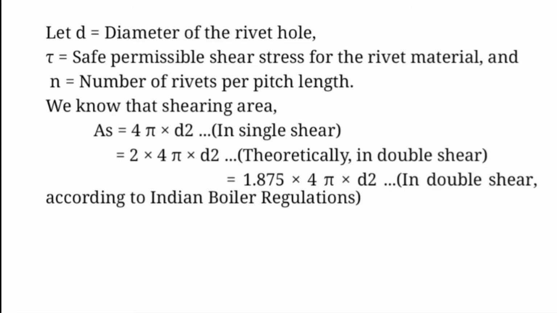Let's consider d as the diameter of the rivet hole, tau as the permissible shear stress of the rivet material, and n as the number of rivets per pitch length. We know the shearing area is equal to pi by 4 into d squared in single shear. In double shear, theoretically it is 2 times pi by 4 into d squared, and according to the Indian Boiler Regulations it is 1.875 times pi by 4 into d squared.